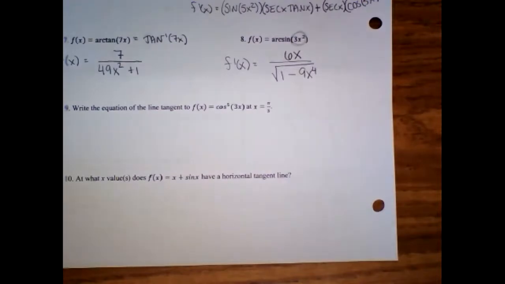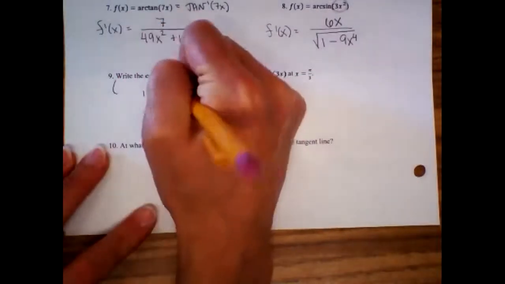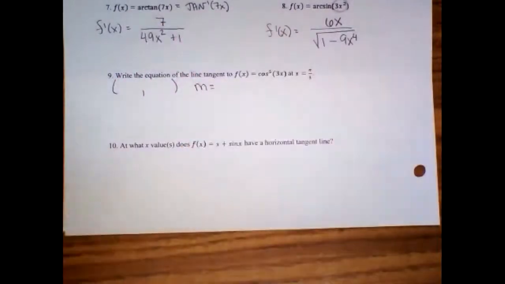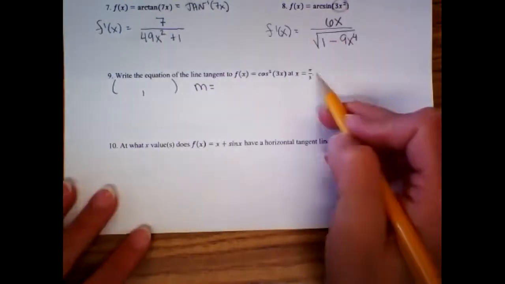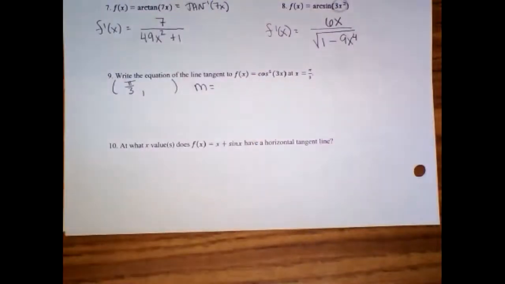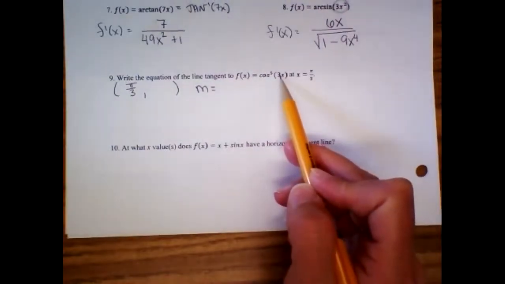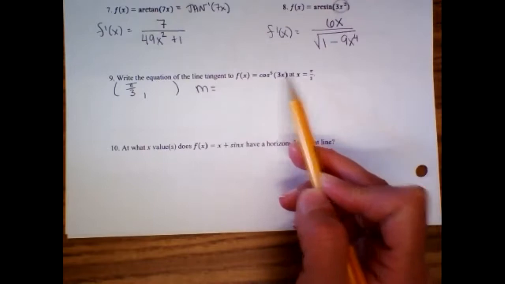All right, stick with me. We're going to do these two, and then I'll give you a break. All right, this says write the equation. That means that we need a point and a slope. And our point of tangency is at pi over 3. What's that? Unit circle. Now, if you plug in pi over 3, the 3's are going to cancel, and it's just going to be pi.